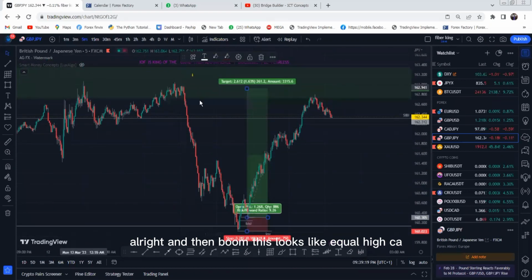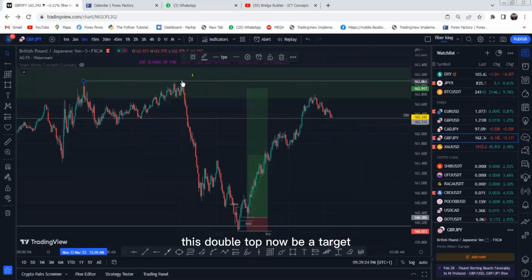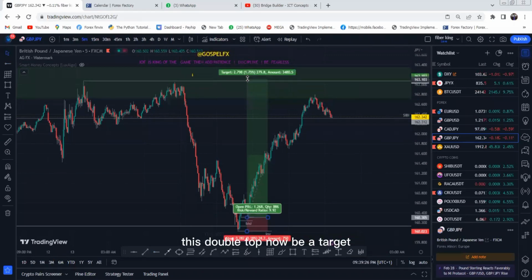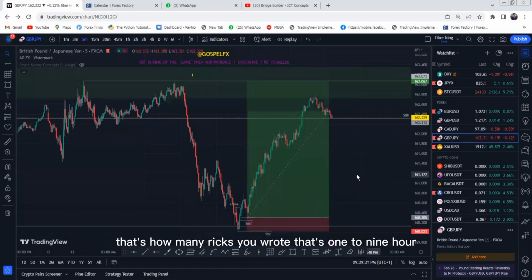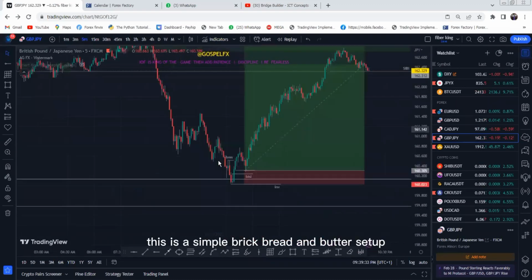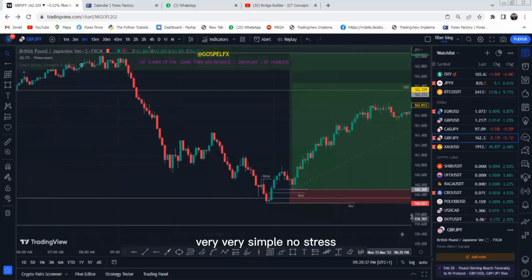This looks like equal highs here, right? So this is buy side liquidity. This double top, that will be a target. That's how many risks you wrote. That's 1 to 9 R. This is a simple bread and butter setup. Very, very simple. No stress.